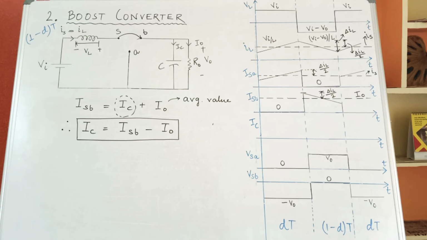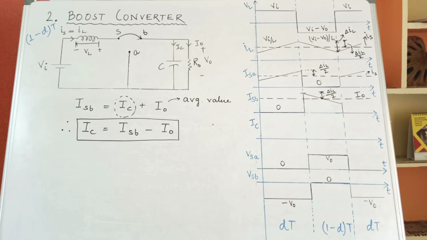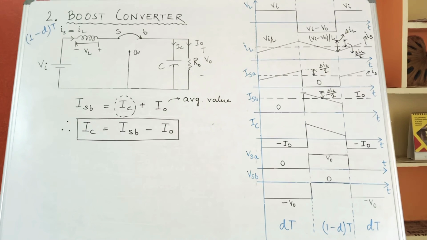Next, we have one more figure left, that is the waveform of IC. In order to plot IC, we apply KCL in the above figure. We get ISB is equal to IC plus I naught. So IC is equal to ISB minus I naught, where I naught is nothing but the output DC current. Hence, in order to represent IC, our reference is obviously ISB, which is drawn in the figure. If we decrement ISB by its average value I naught, we will get the waveform of IC. Now I have drawn the waveform for IC. How will it look?